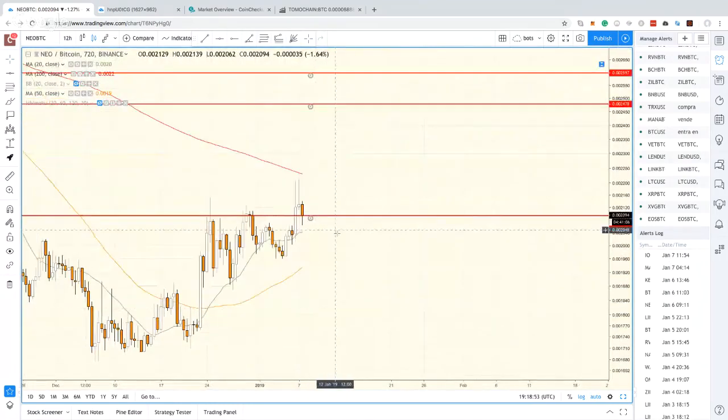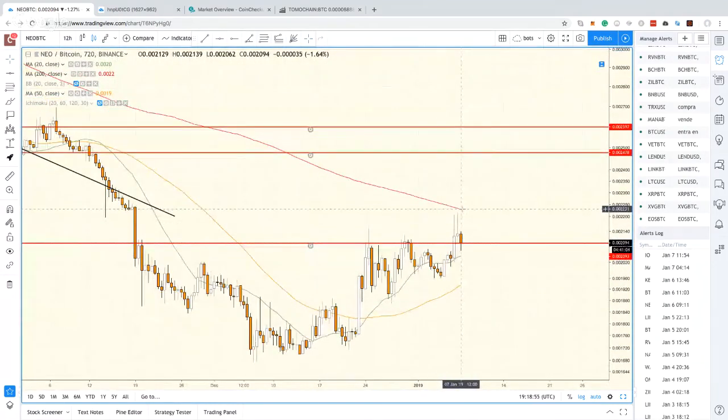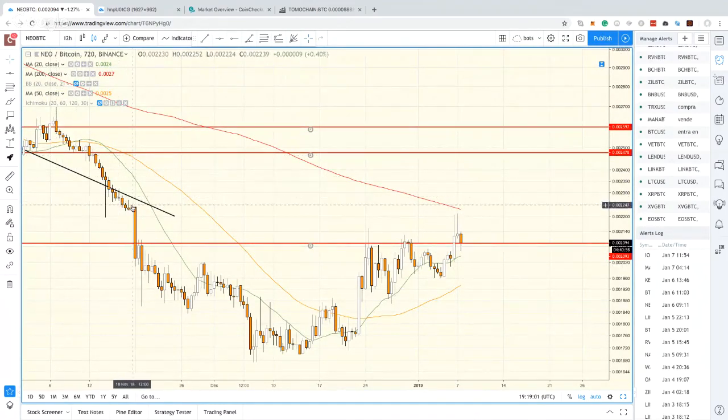Let's look at the 12-hour time frame. Yeah. So this was the resistance. Neo couldn't break out the 200 MA. Also look at these previous candles here. It was a strong resistance. Then we have the breakout, and this could also be an inverted head and shoulders.